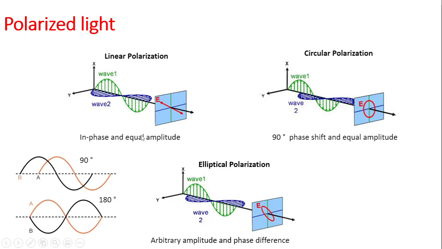On the other hand, if these two waves have the same amplitude but a 90-degree phase shift, meaning they are separated by 90 degrees, they form what is called circular polarization. When these two waves have arbitrary differences in their amplitudes and phase, they form what is called elliptical polarization. This is what is used in ellipsometry to measure the various thin film properties.